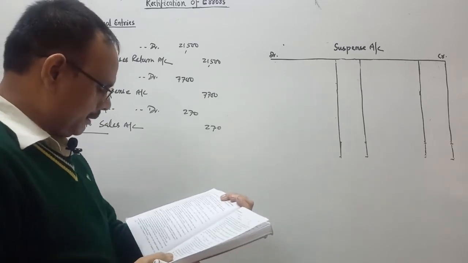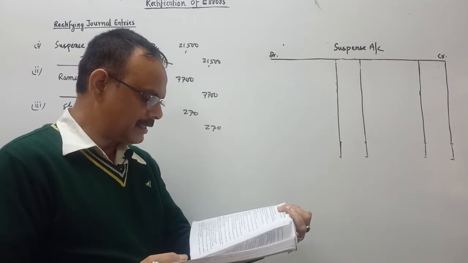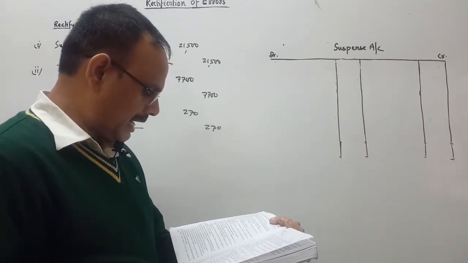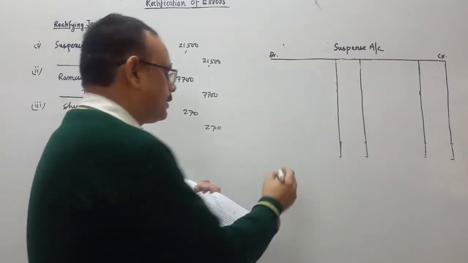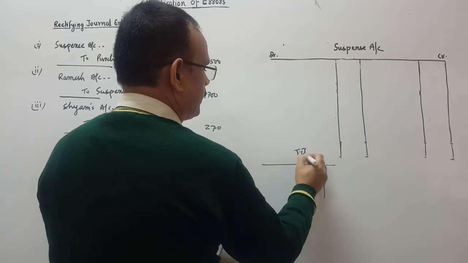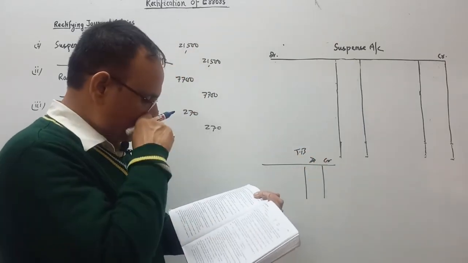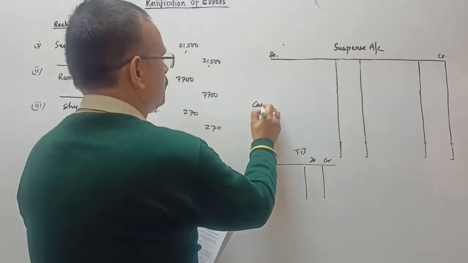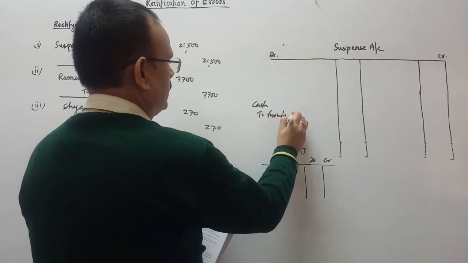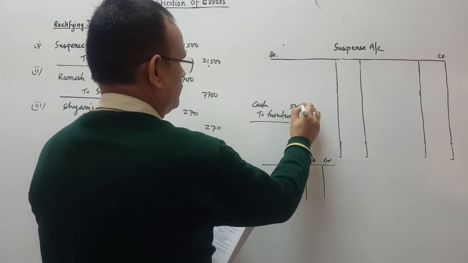Now next, see point number 4, error number 4. Old furniture sold for cash has been posted to sales account as 4,500. First of all, I am going to prepare the trial balance. This is the trial balance, debit and credit. Now coming to old furniture sold. So when we sell the old furniture, the entry is cash account debit to furniture account. The amount is 5,400.